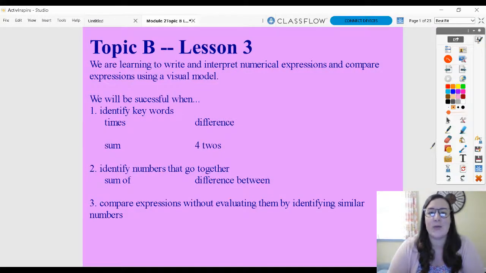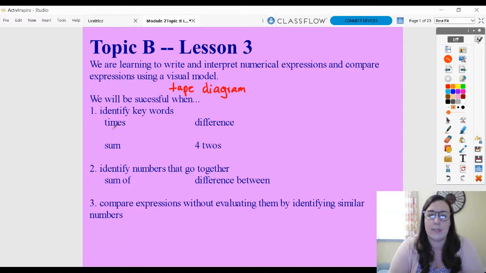Today I'm going to be teaching you Module 2, Lesson 3, where we're learning to write and interpret numerical expressions and compare the expressions using a visual model. And the visual model that we're talking about is a tape diagram. For us to do this, we have to be able to identify keywords that we're going to come across when they're giving us a numerical expression in words.